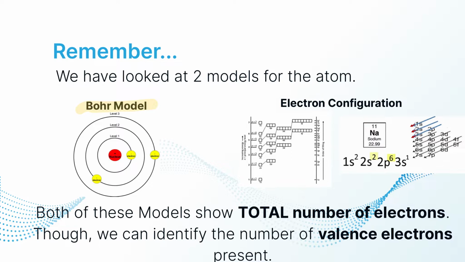But in general, both of these models show the total number of electrons, but with each model, we can identify the number of valence electrons present. If you recall, in the Bohr model, the number of valence electrons is the number of electrons in the outermost shell.